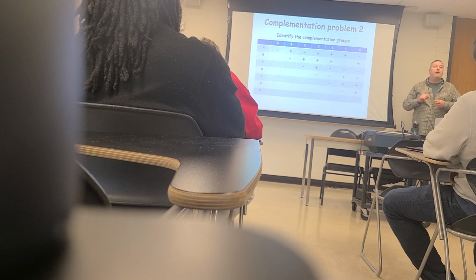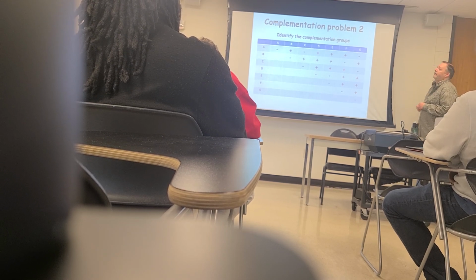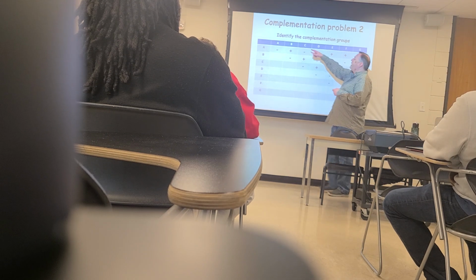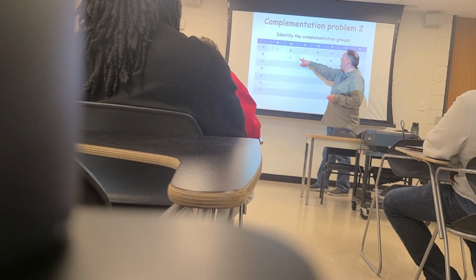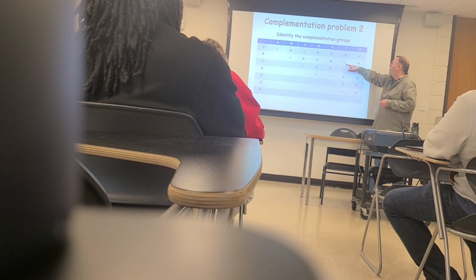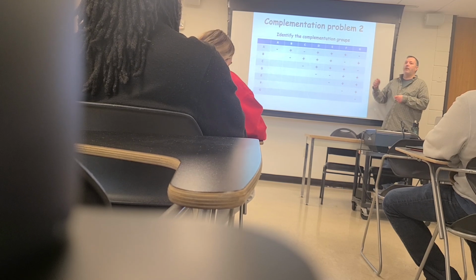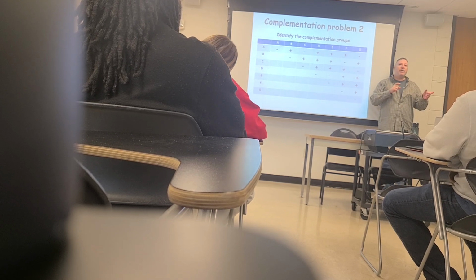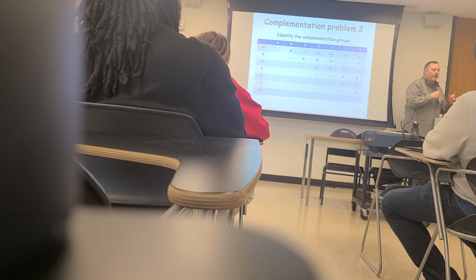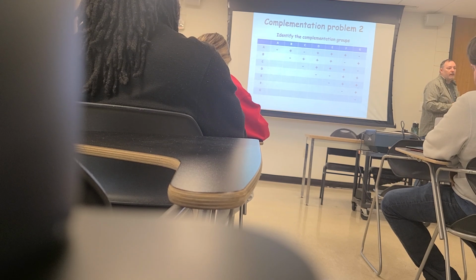Who can tell me another group? B and F. Again, we'll start with B and then go down to the diagonal, and we see that there's a negative here with F. Again, the negative means no growth, no complementation, same gene affected. Therefore, B and F are in the same group together.